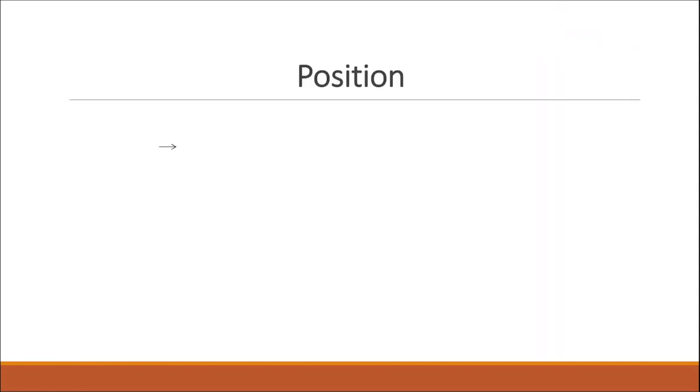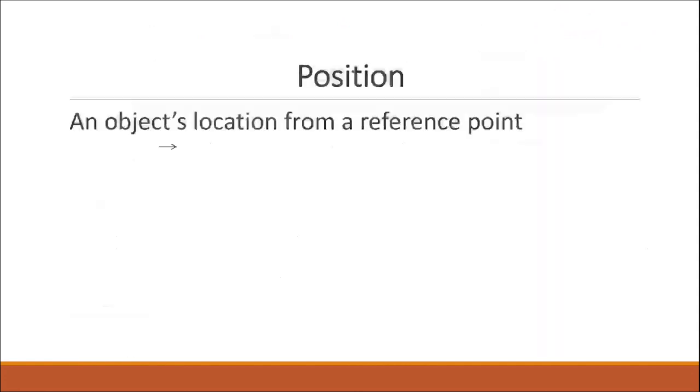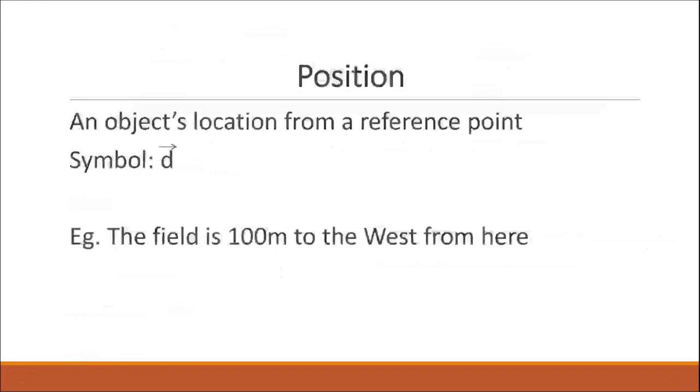Our next value is the position. Your position is the object's location from a reference point. It is very important to note that this is dependent on a reference point. The symbol for position is d with an arrow above. Some examples of a position would be to say the field is 100 meters to the west from here. Notice in this position, you require a reference point. If you say the field is 100 meters to the west of what? Nobody knows what you were talking about.